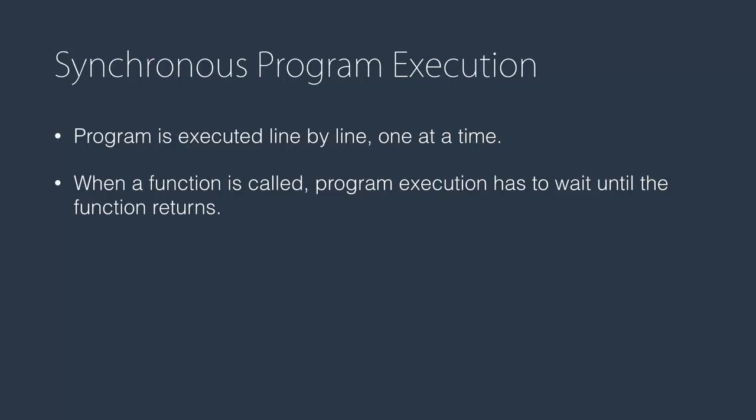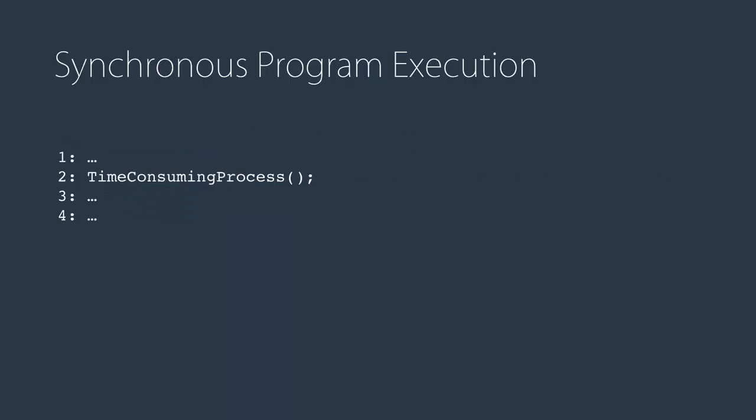In a synchronous program execution model, program is executed line by line, one at a time. When a function is called, program execution has to wait until the function returns before it continues execution to the next line. Let me show you a demonstration of that. Imagine here we have a piece of code with 4 lines. In the second line, we are making a call to a function that is going to be a blocking operation. It's going to be time consuming. An example of that is when we access a database or a website.